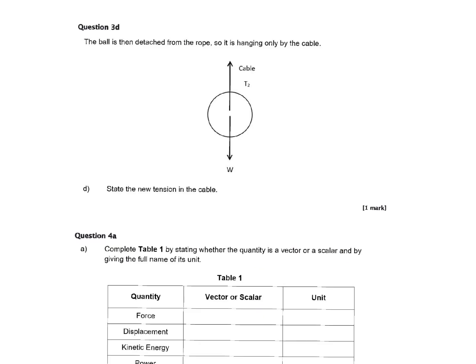Question 3D. So the ball is detached from the rope, now it is only hanging by the cable. State the new tension. So we're going to use our answer from the previous question. We found out that the weight is 12.0 newtons. And if that's our only vertical component and the cable is balancing it out, that means that the new tension, T2, must also be equal to 12.0 newtons. So whatever you put in the previous question.